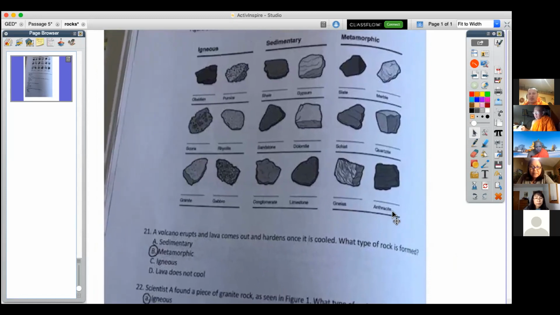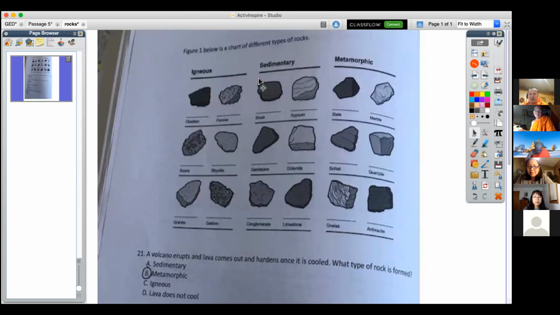Okay, so here, all the rock. Igneous. Yeah, and I think you have igneous, sedimentary, metamorphic.